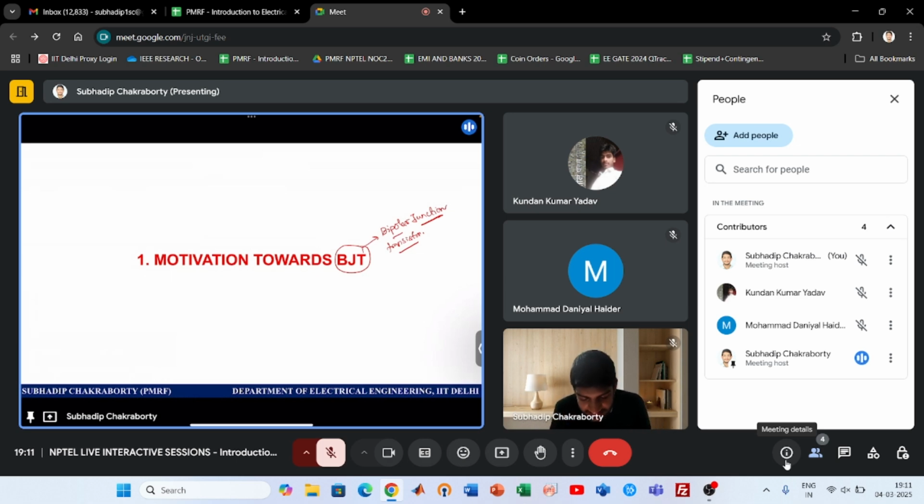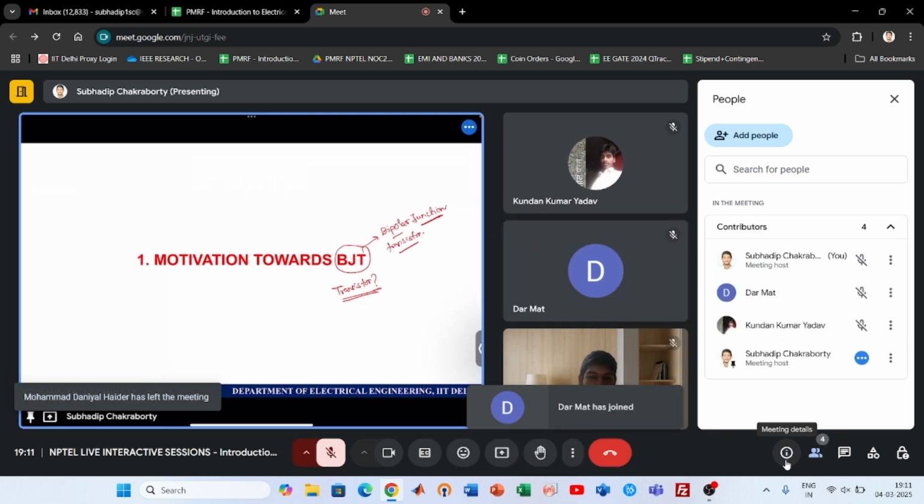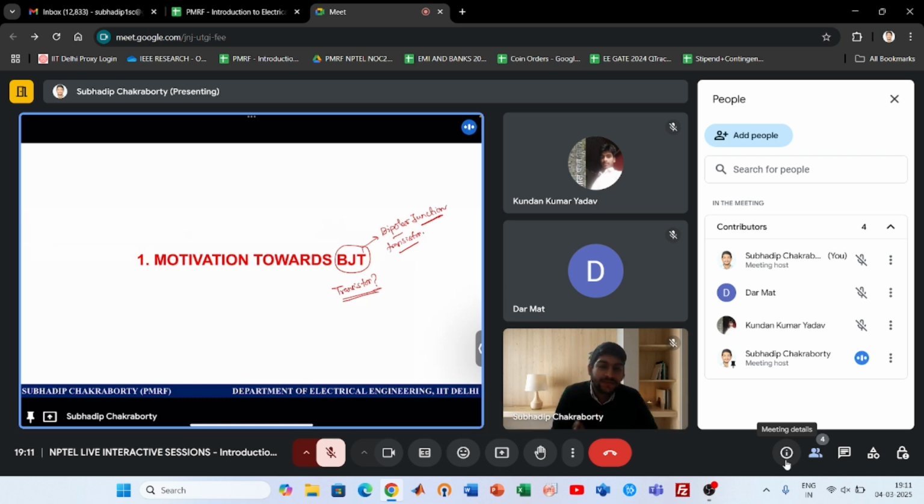Now, why the name transistor? Anyone? Three words are there: bipolar, junction, transistor. As you will see, it has junctions, and we have two kinds of charge carriers. That's why bipolar junction. In a particular junction, there are two kinds of charge carriers, either majority or minority.